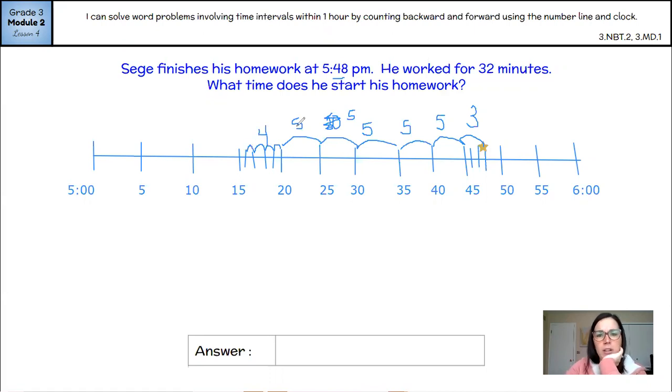Okay, let me double check my work. 5, 10, 15, 20, 25, 26, 27, 28, 29, 30, 31, 32. Okay. So let's check where I ended up. I ended up at 5:16 because it's 1 after 15. So he started his homework at 5:16. So I followed the same process on my number line. I just had to work backwards instead of forwards.